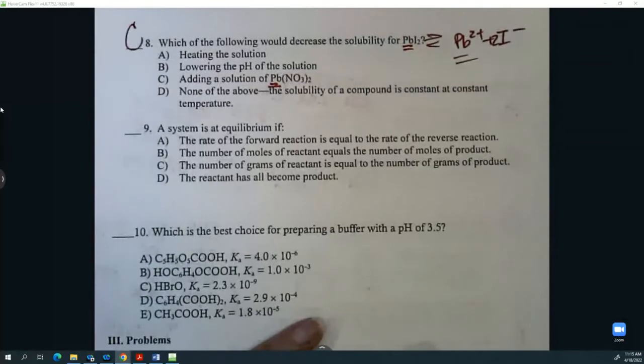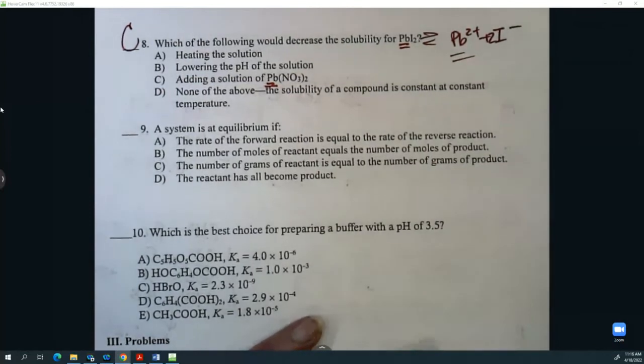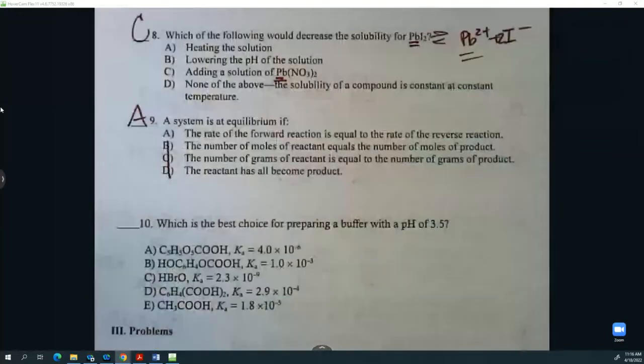And then a system is at equilibrium if the rate of the forward reaction is equal to the rate of the reverse, the number of moles of reactant is equal to the number of moles of product, the number of grams of reactant equal to grams of product, or it's all become product. Okay, so that one sounds pretty easy. I know it has to do with rate, right?